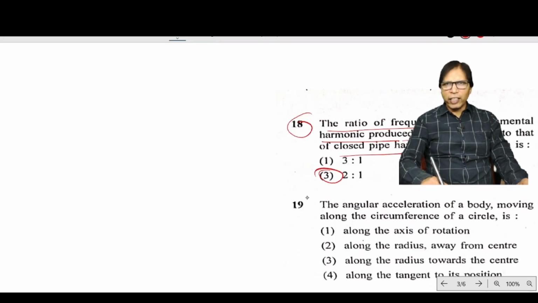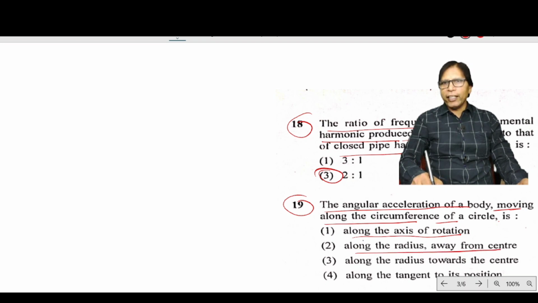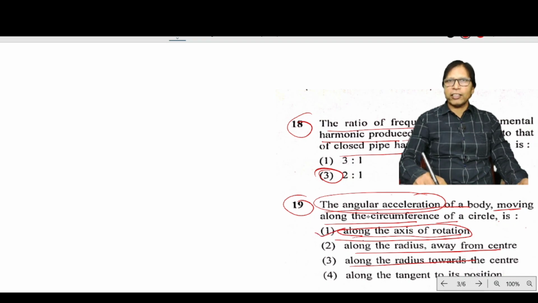Now look at question number 9. The angular acceleration of a body moving along the circumference of a circle is along the axis of rotation, or along the radius away from the center, or along the radius towards the center. No, no. As angular acceleration is a pseudo vector, it is directed along the axis of rotation. So this option is correct.